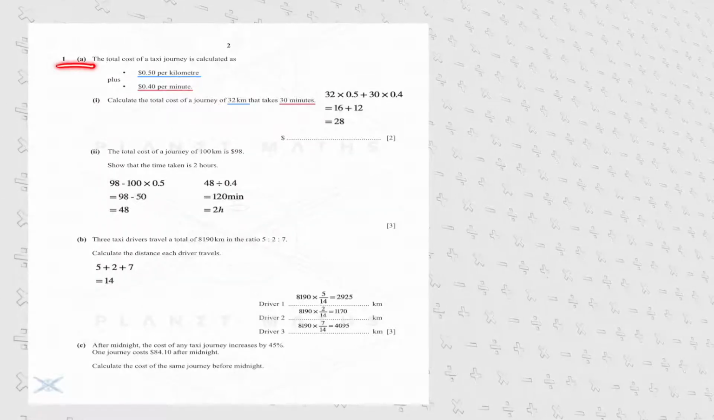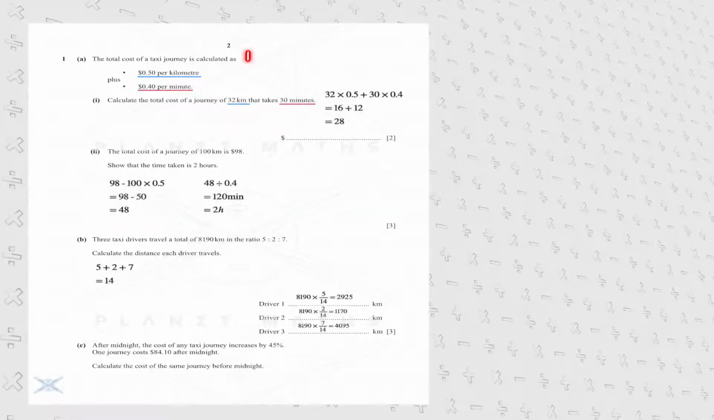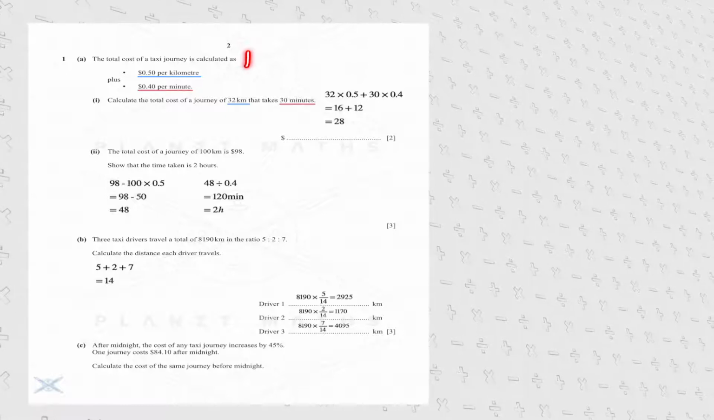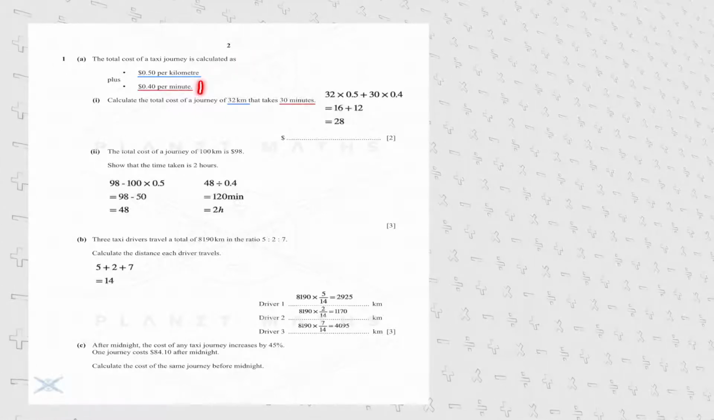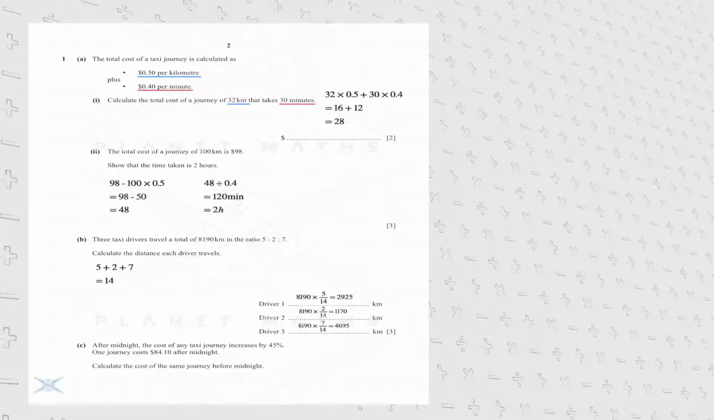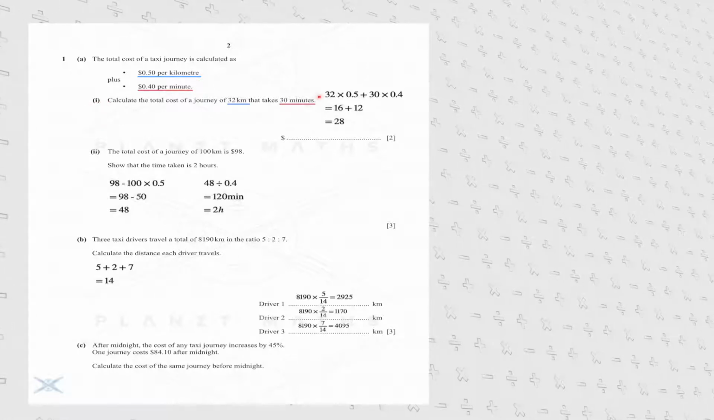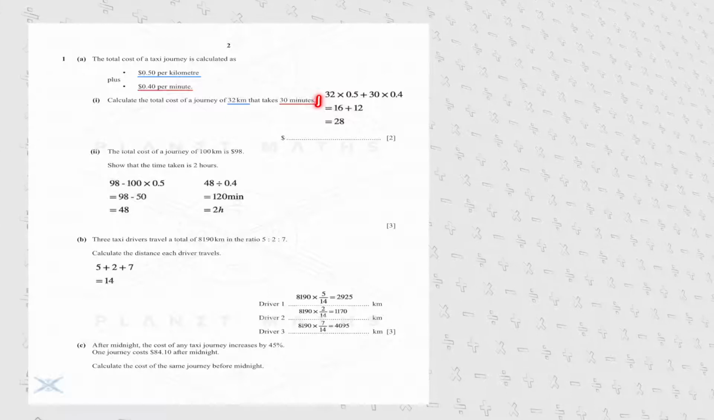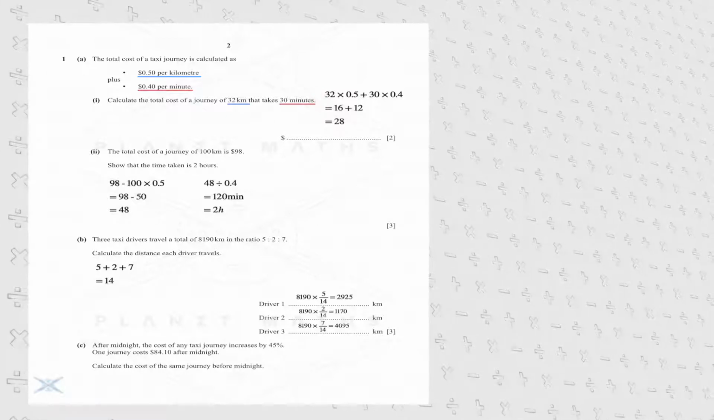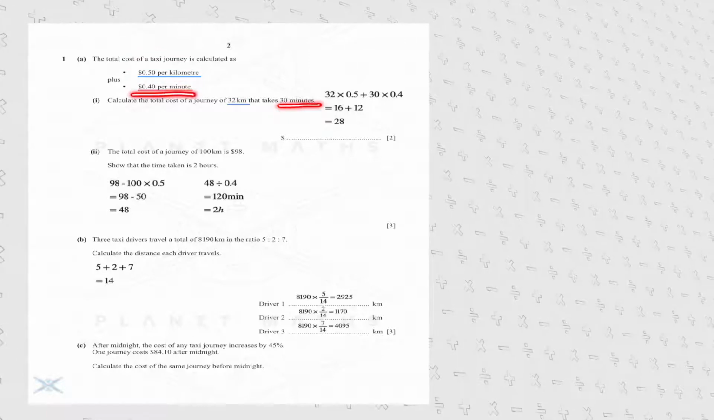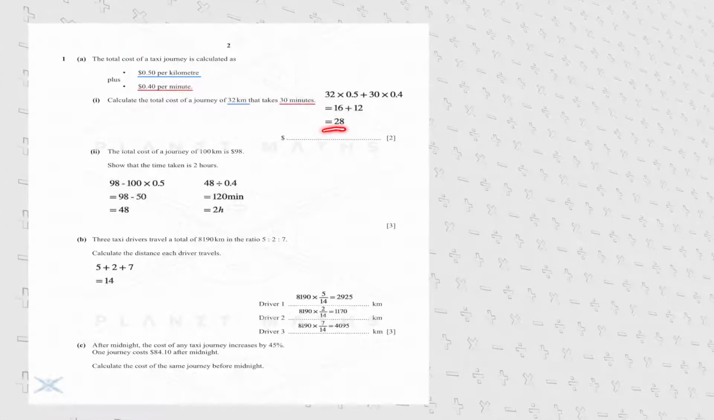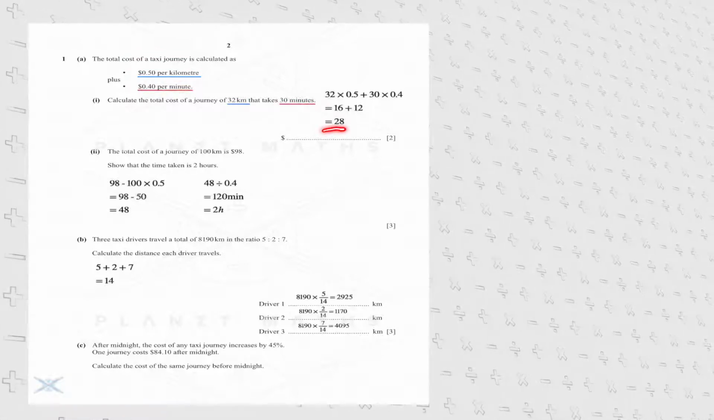In part A of exercise 1, it is stated that the total cost of a taxi journey is calculated as, firstly, 50 cents per kilometer plus an additional 40 cents per minute. In part 1 we are supposed to calculate the total cost of a journey of 32 kilometers that takes 30 minutes. To execute this, we simply multiply 32 by 50 cents as well as 30 by 40 cents, thereby determining the total cost for that specific journey, which is $28.